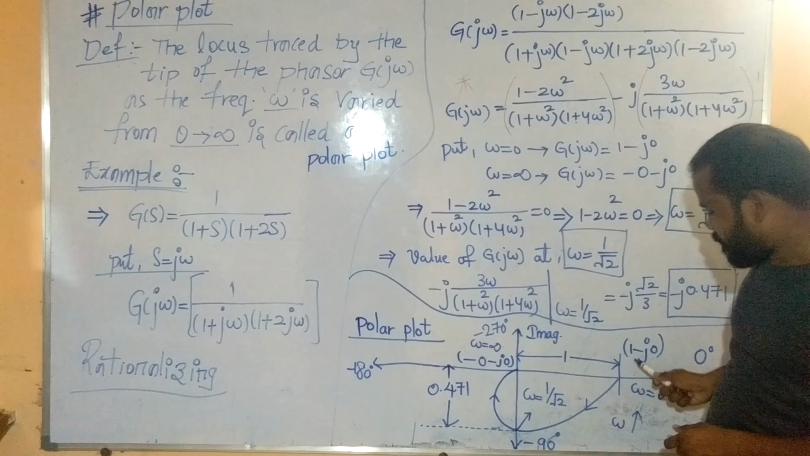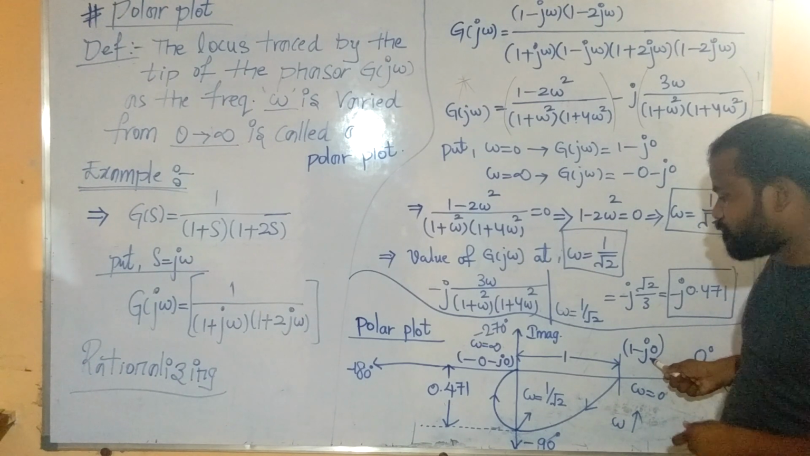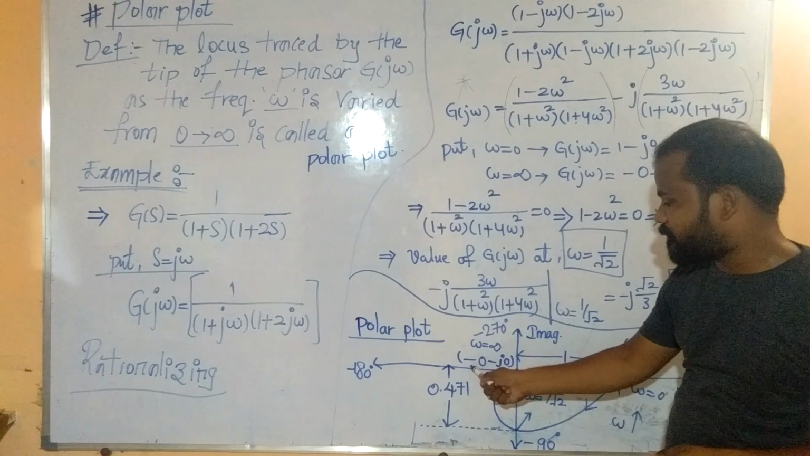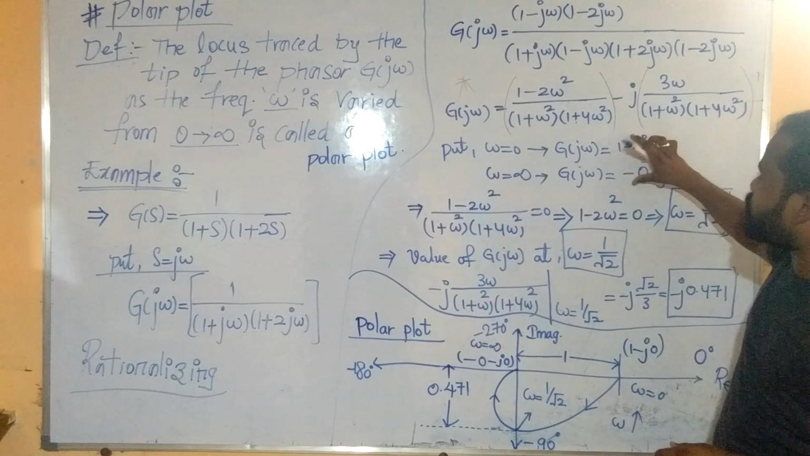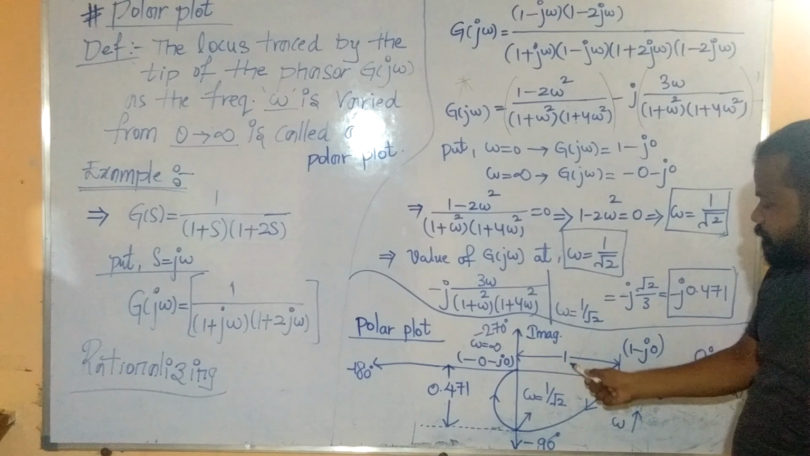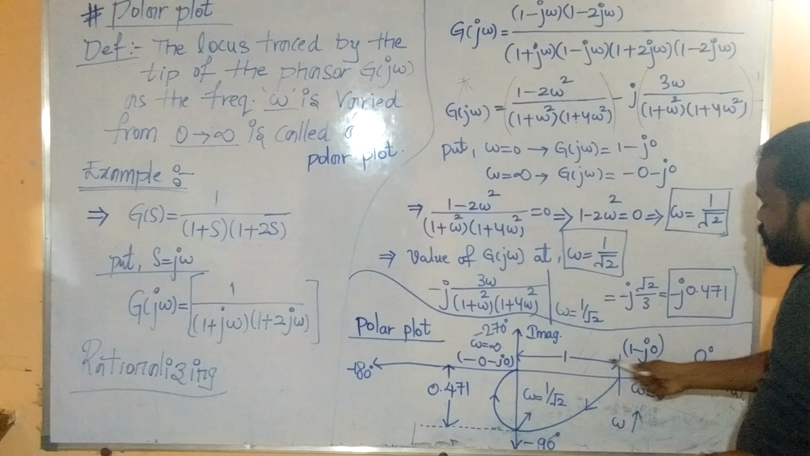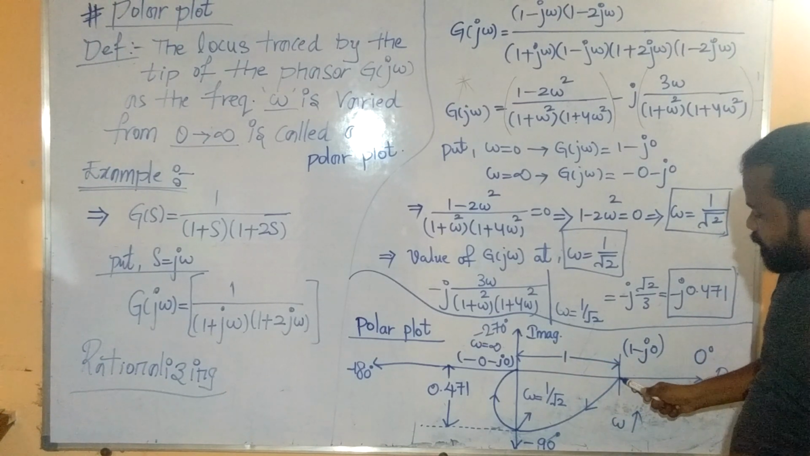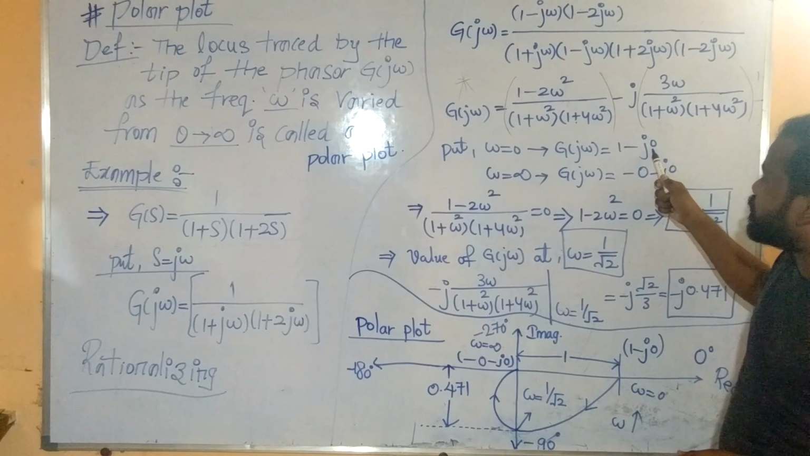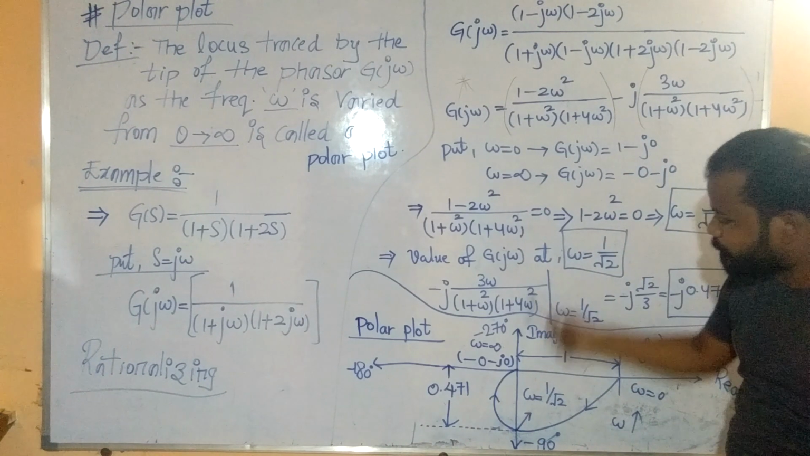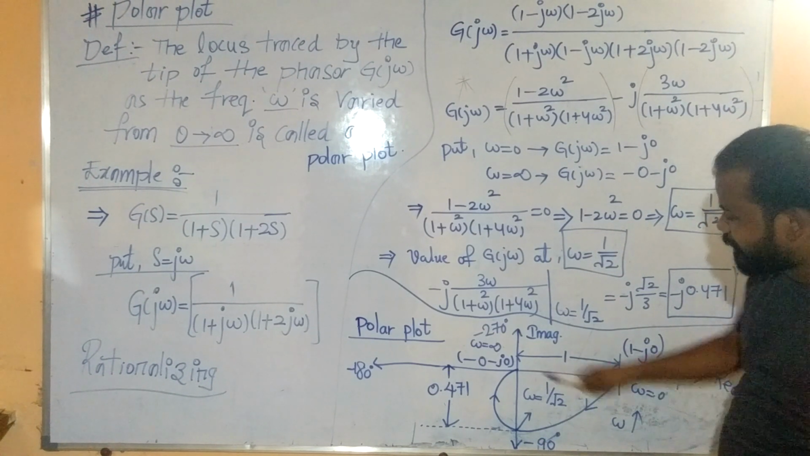That's why, just see here. When omega is equal to 0, 1 minus j0 is the G of j omega value, and when omega is equal to infinity, minus 0 and minus j0 is the G of j omega value. So it will start at 1, the positive real axis with magnitude 1. That's why I am considering a magnitude of 1 on the positive real axis. So the polar plot will start at this point, and it will end at j0. j0 means this is the imaginary axis and this is the j0 value. That's why the curve will start at this point and end at this point.